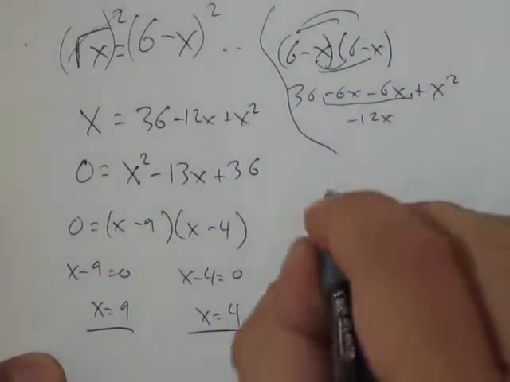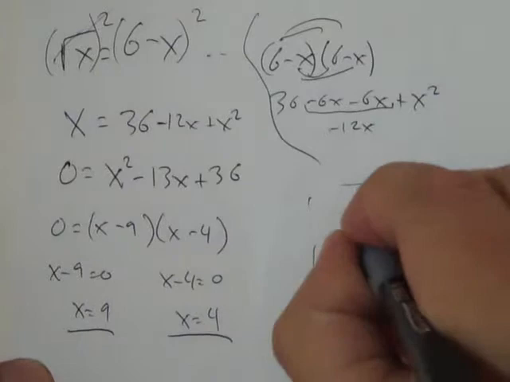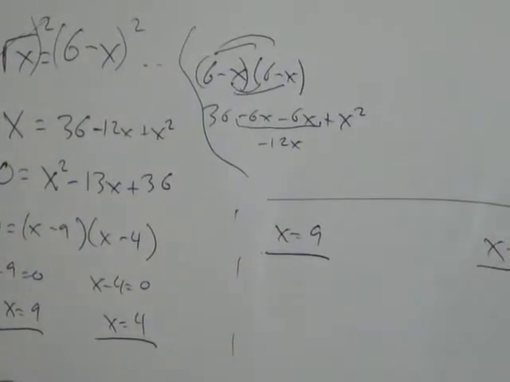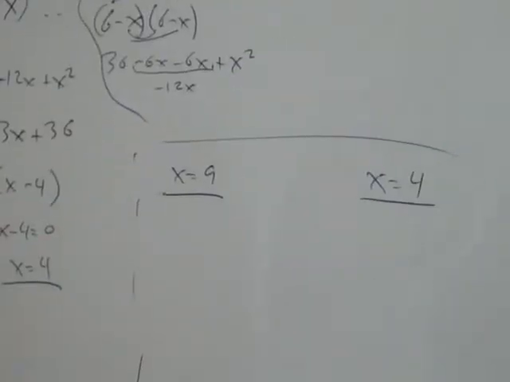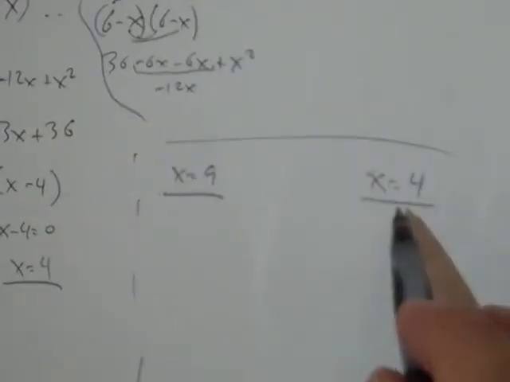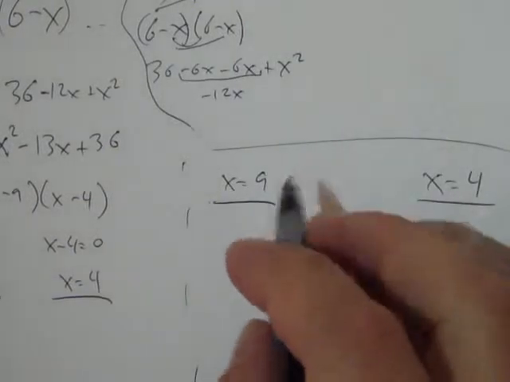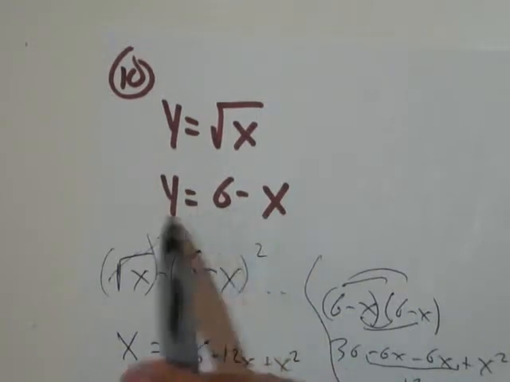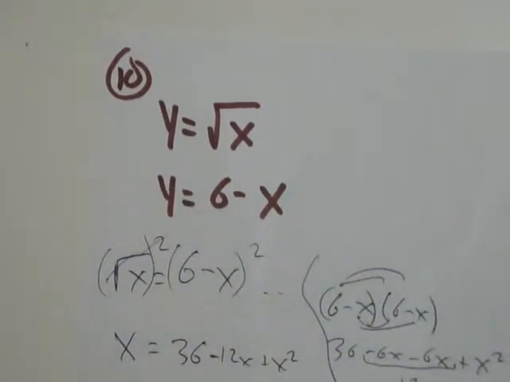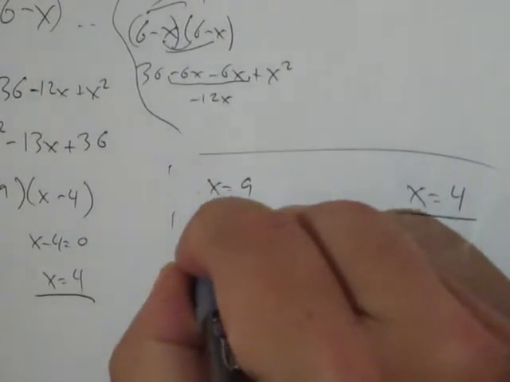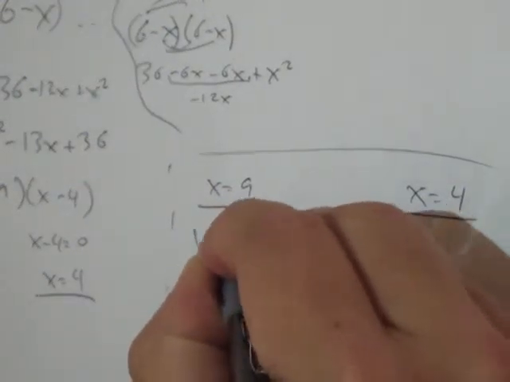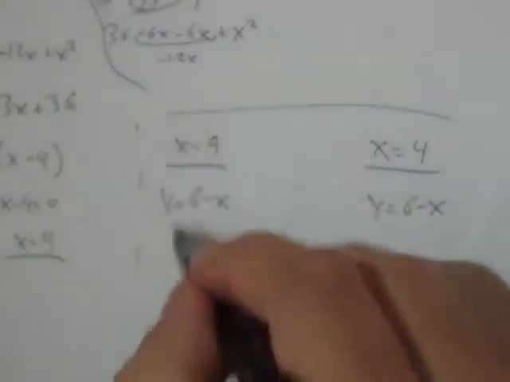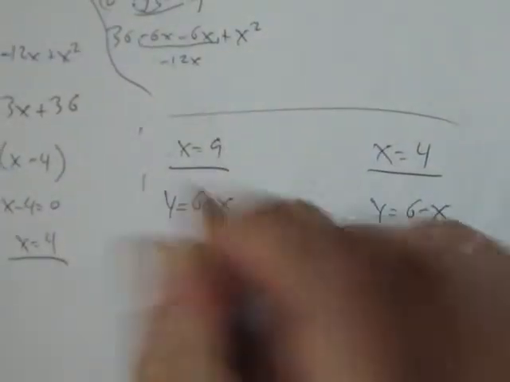So let's go over here and see what's going on. We get x equals 9 and x equals 4. Let's plug both of these values in and see what happens. We'll do 9 first. Let's use the second equation here, y equals 6 minus x. We plug in 9, so we get y equals 6 minus 9.